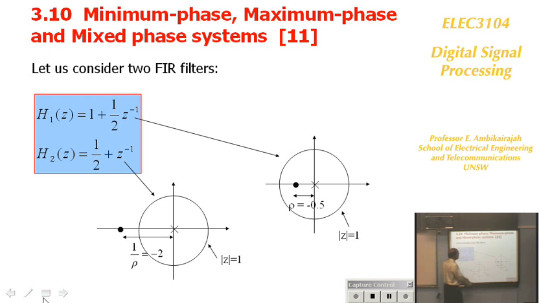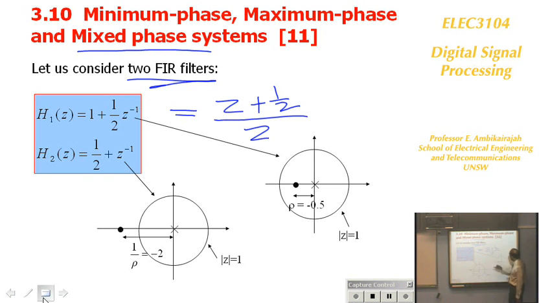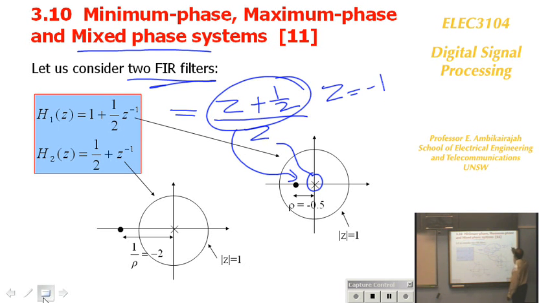Now we look at minimum phase, maximum phase, and mixed phase systems. How do we design them? If you consider 2 FIR filters, and look at the FIR filter, if you write this one, it will be that plus half divided by that. So you've got a pole here, which does basically nothing, and a 0 here, because that's equal to -half. So the 0 is minus 0.5, which is inside the unit circle.